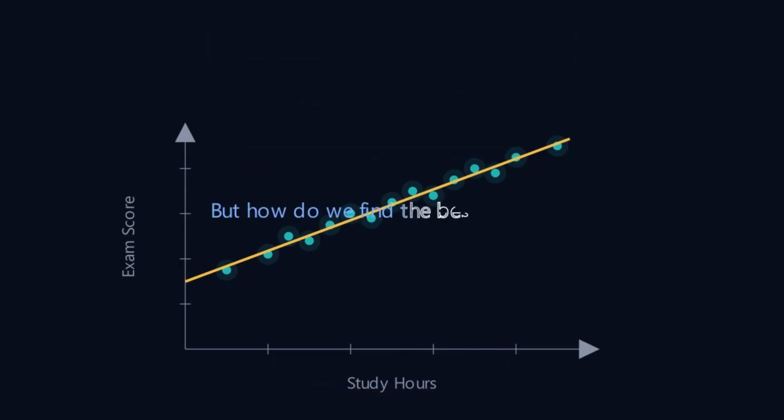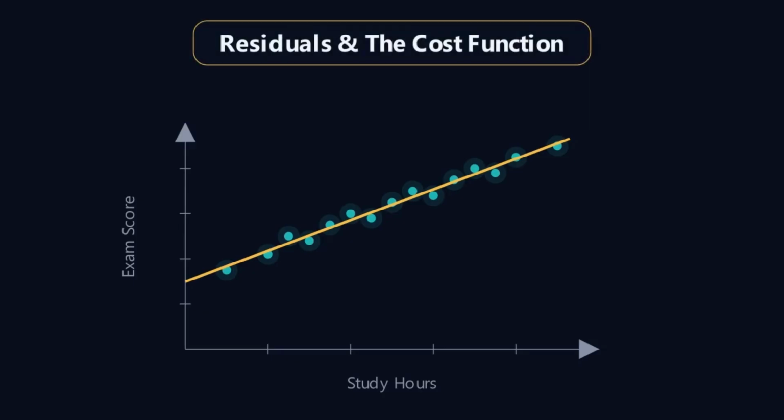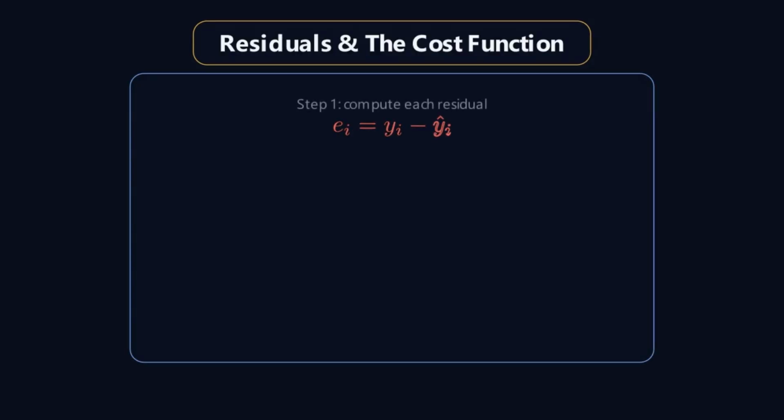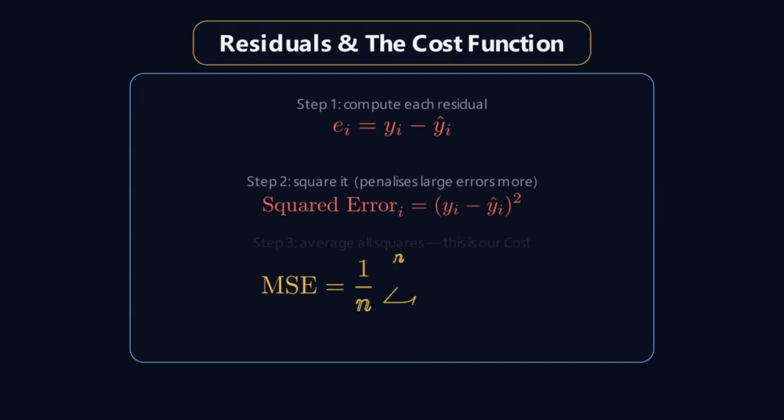But wait, how did we actually find those specific values of m and b? How did we know 6.8 was better than 5 or 9? The key idea is to measure how wrong we are. For each data point, we compare the actual score with what the line predicts. The gap between them is called a residual, or an error. Teal is above the line, coral is below the line. Some residuals are positive, we underpredicted. Some are negative, we overpredicted.